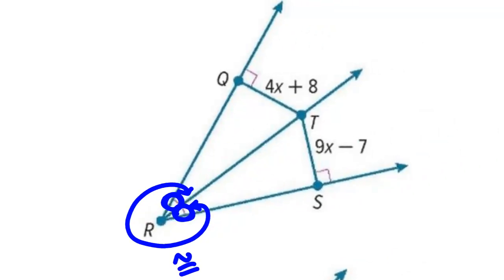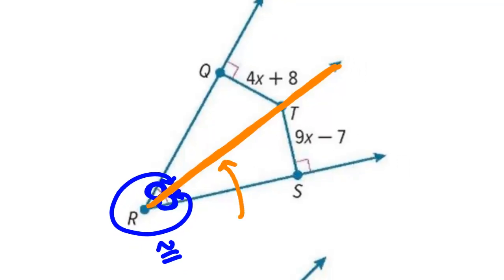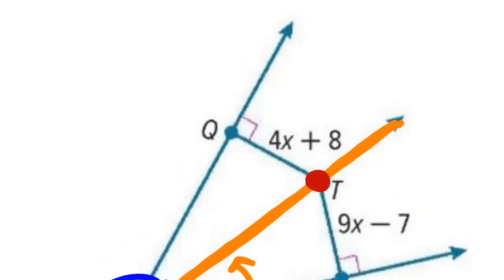So if those two angles are congruent, what is this ray RT called? If these two little angles down here are congruent, they're the same size, what do we call the ray that is going right between them? An angle bisector. Point T is on that angle bisector.